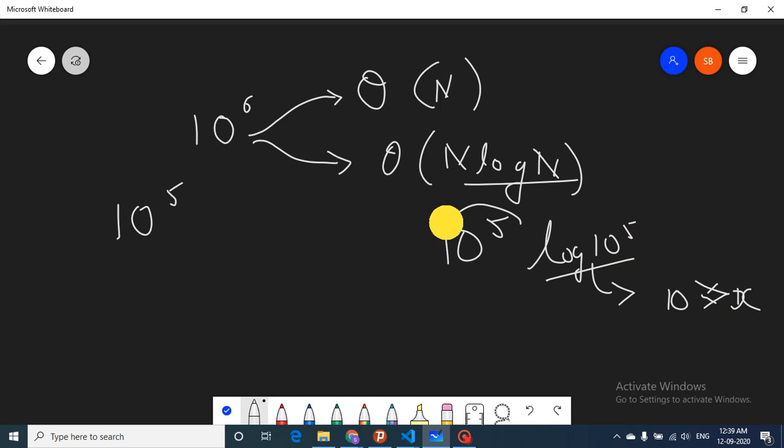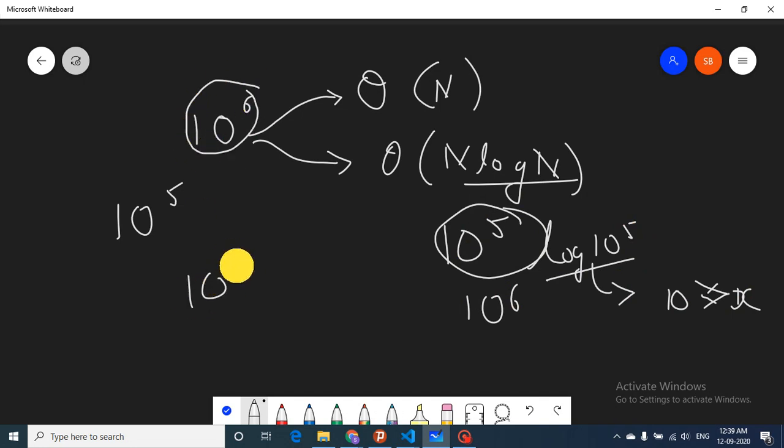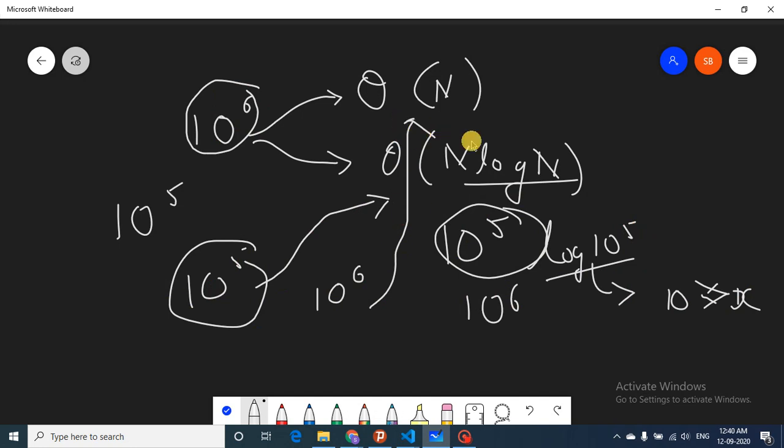So it will just come down to the power 6 only, and you can do this operation. Whenever you see that your constraints are of the power 10 to the power 5 or 10 to the power 6, then you actually have to always find an answer of like n log n, or like n, or it can also be like n log of n and log of n also.